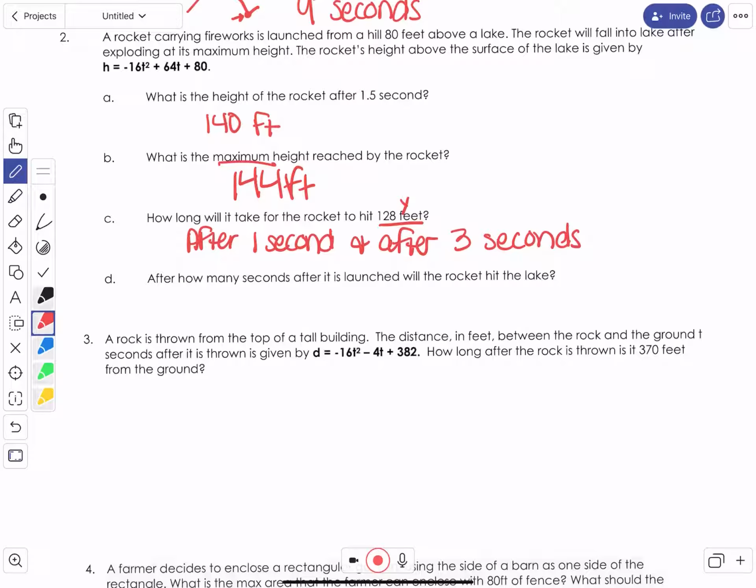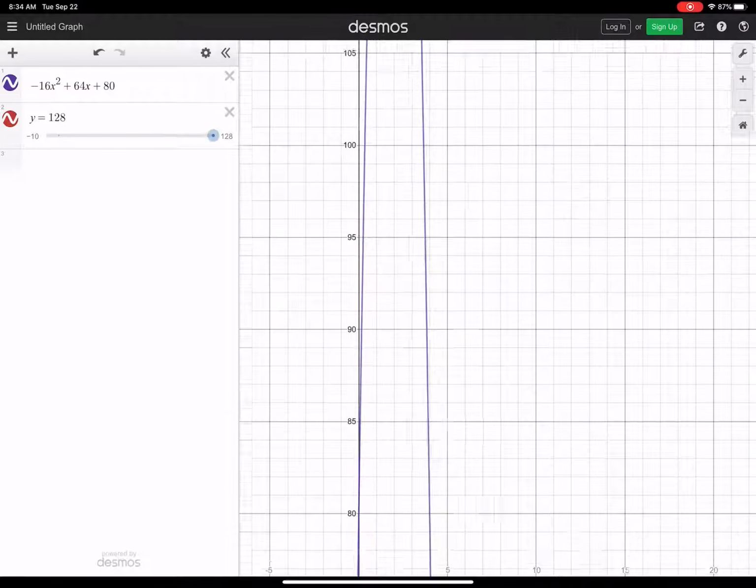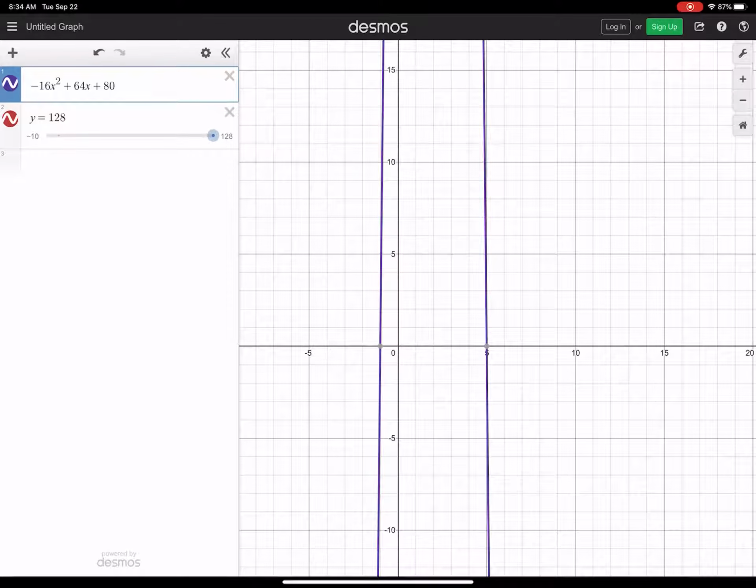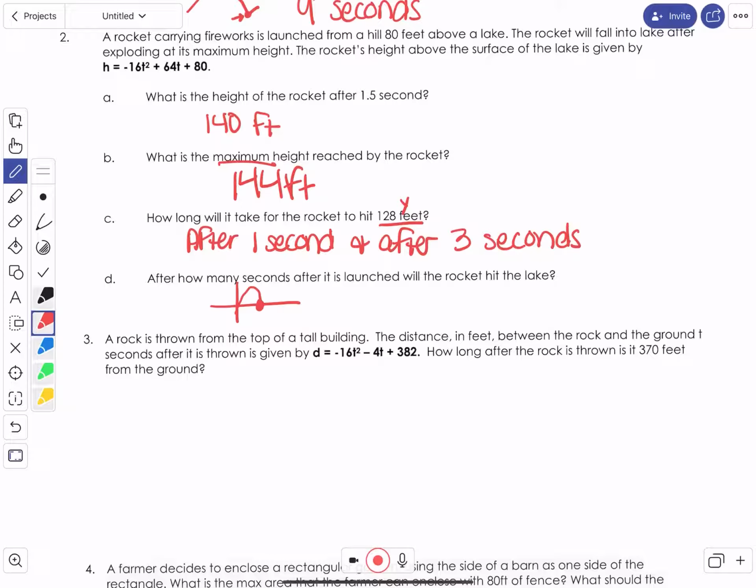After how many seconds after its launch will it hit the lake? Okay, so remember, here's our graph. If it goes up and it comes down, this right here is the lake. That part right there. So we want the x-intercept. So let's go down to the bottom. Right there, so after 5 seconds. And once again, if you're typing this into your assignment, you would just type in the number 5. Don't put in the words.